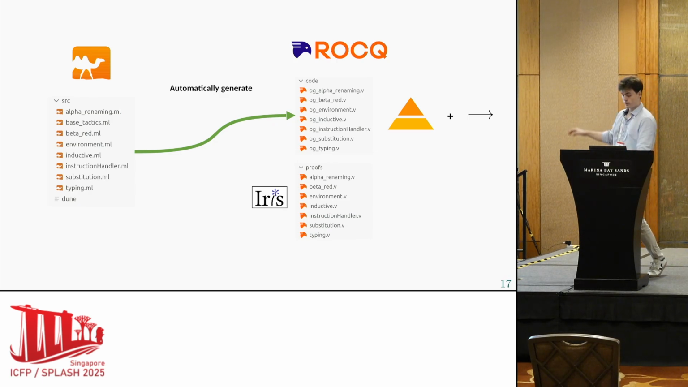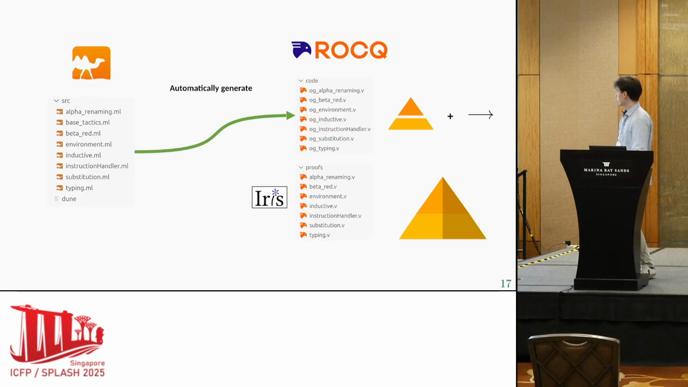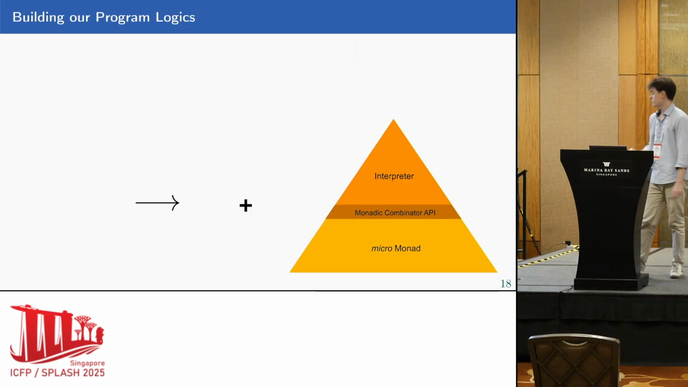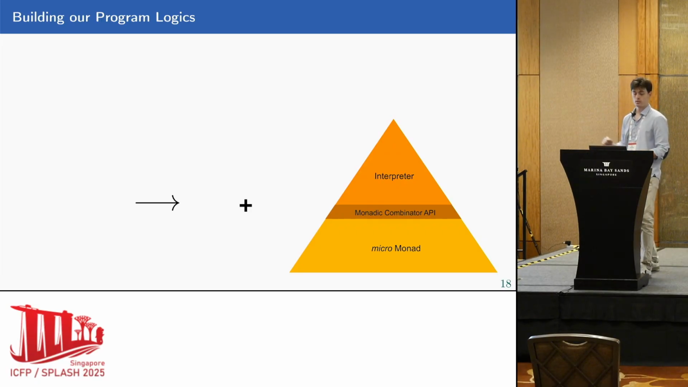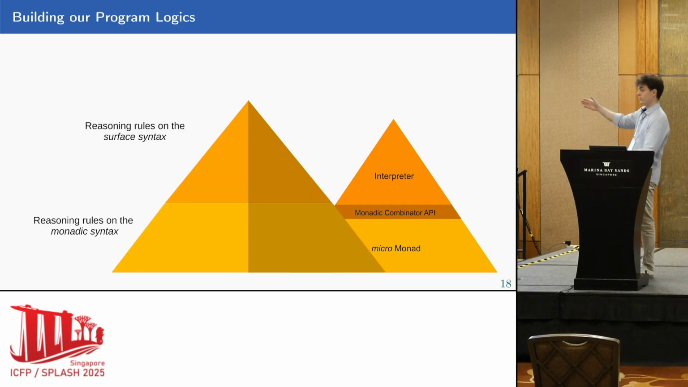And on top of this, we will be building our program logics. So you'll see I have another pyramid here, and there's a reason for that. It's because the architecture of the program logics actually follows the architecture of the semantics. When we build our program logics, we first build a bottom layer at the level of the micromonad. And then on top of that, we end up building a layer of program logics at the level of the surface syntax.